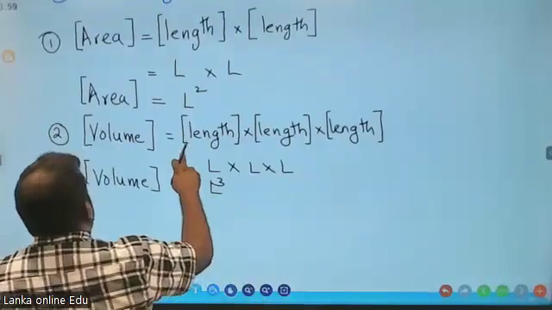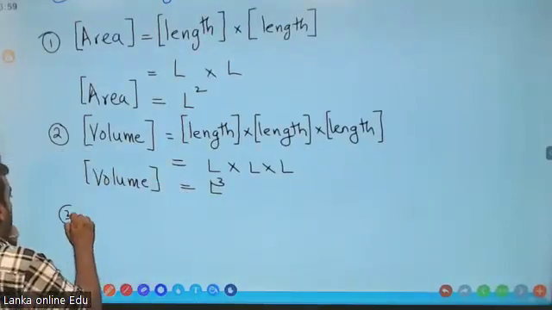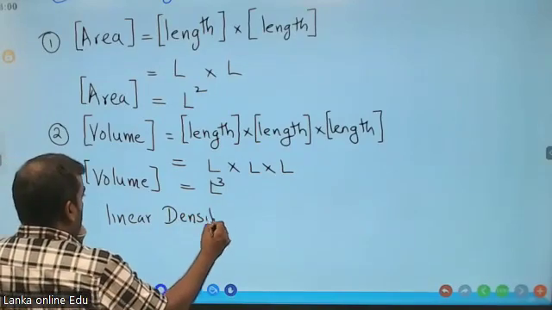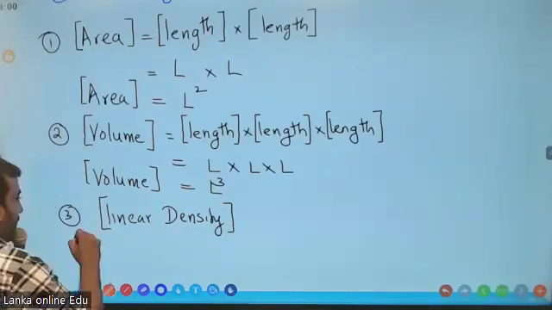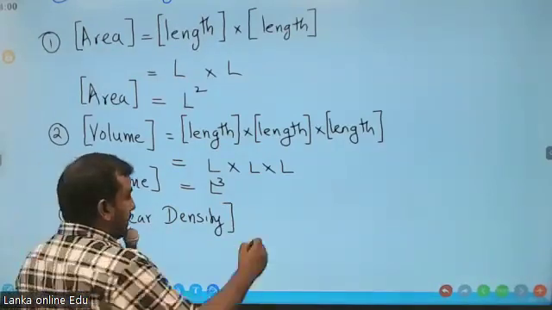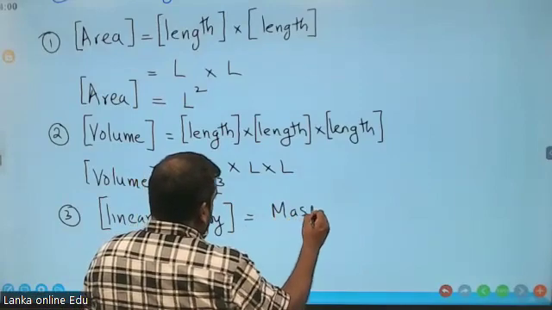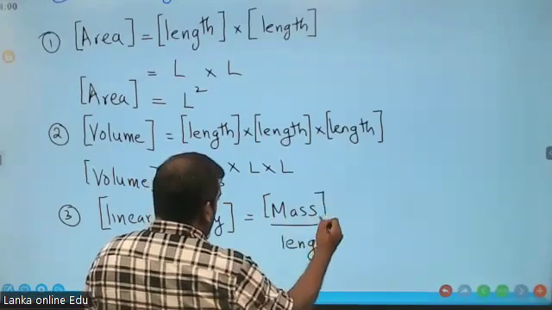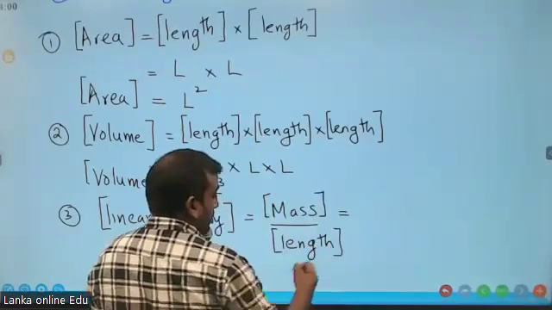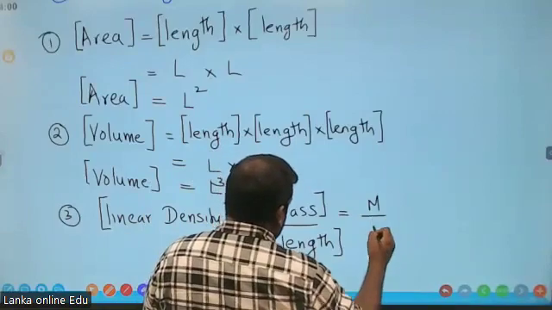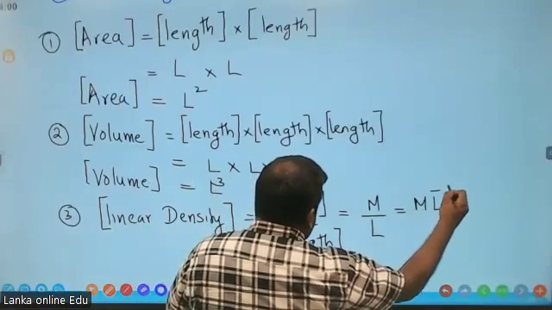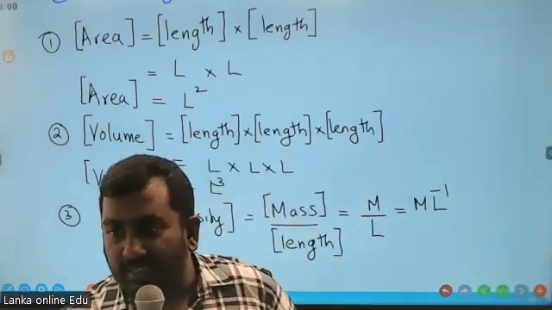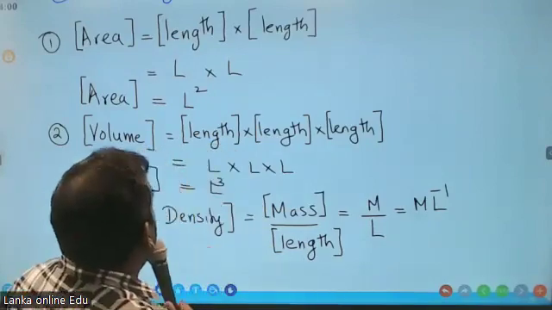I'll do one more, then you must do it. Third one, linear density. Linear density square bracket means dimensions of linear density. That is mass divided by length. So mass square bracket, length square bracket. Mass is M, length is L. ML minus 1. So dimensions of linear density is what? ML minus 1. Okay.